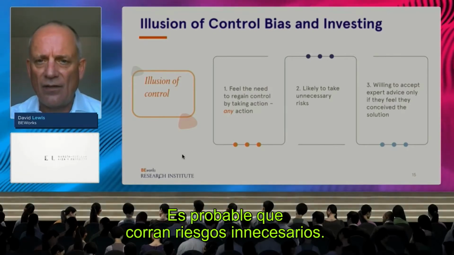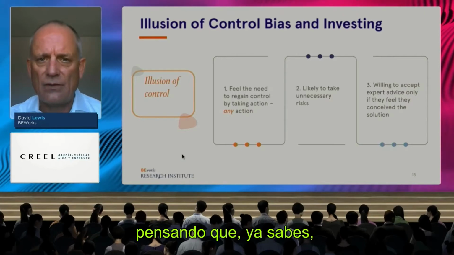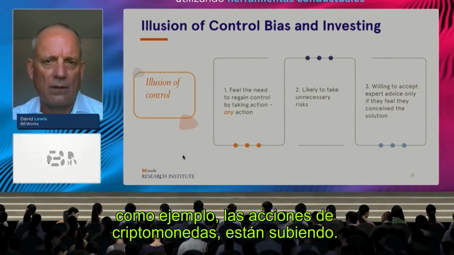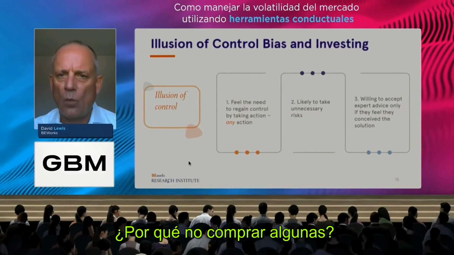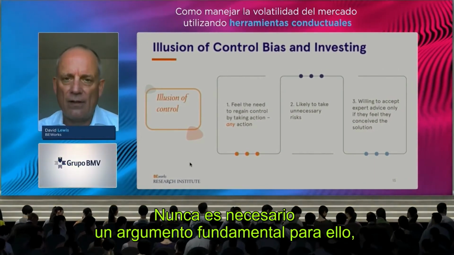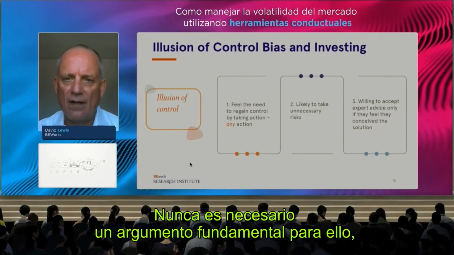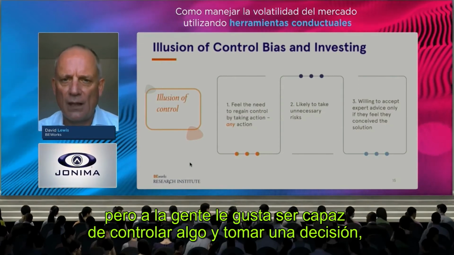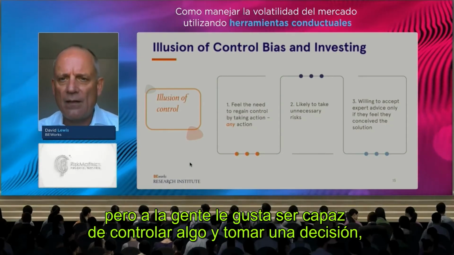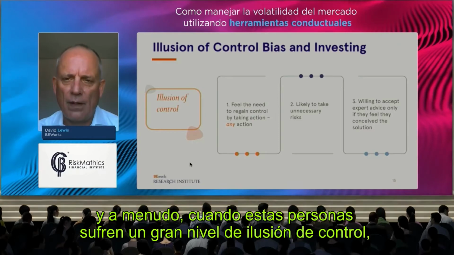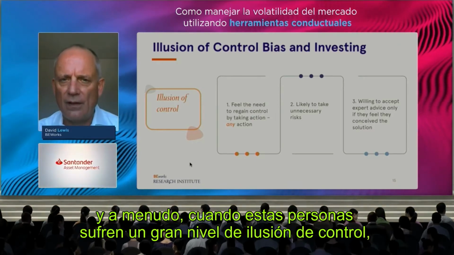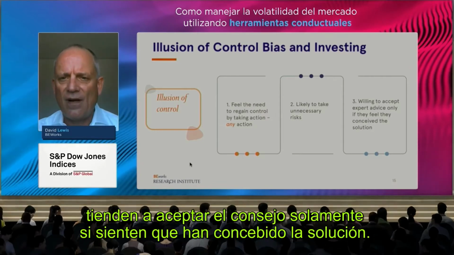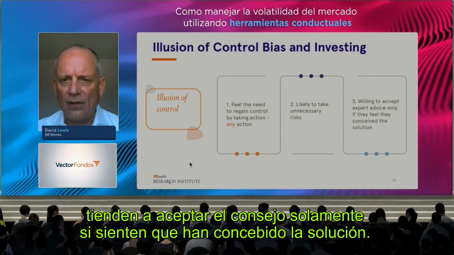They're likely to take unnecessary risks, thinking that, as an example, cryptocurrency stocks, they're going up. Why not buy some? And there's never really necessarily an underlying fundamental argument for it, but people like to be able to control something and make a decision. And these people, when suffering a large level of illusion of control, they tend to accept advice only if they feel they can see the solution.